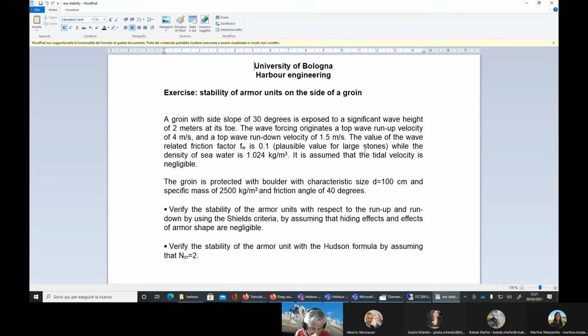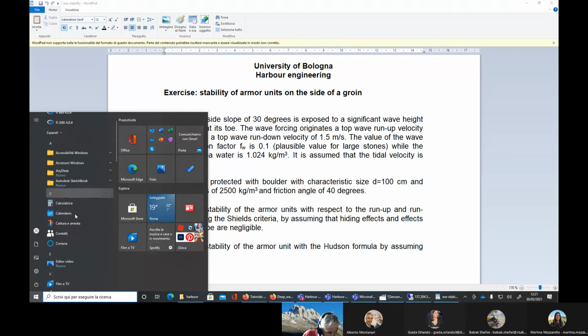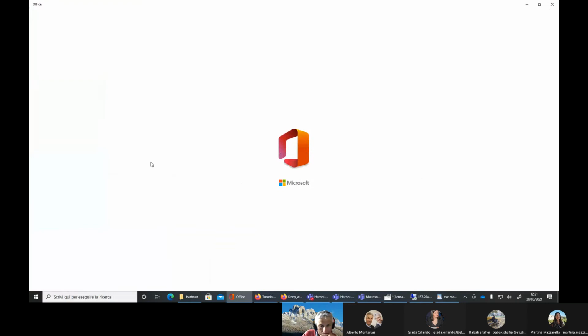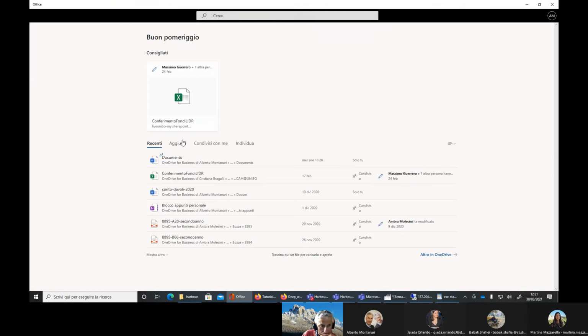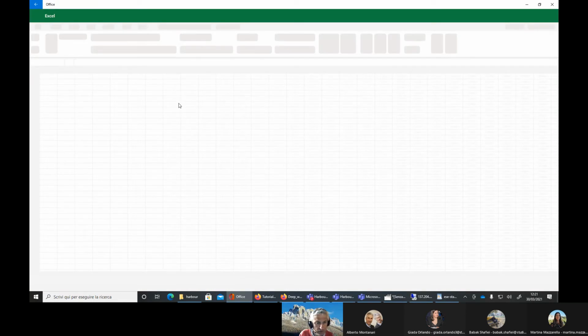Good. So I think that we can do it by Excel, okay? And then if we have time, we will also do it with R. But let's start with Excel. So let me open an Excel file. Let me go to Office here, and let me open an Excel file.